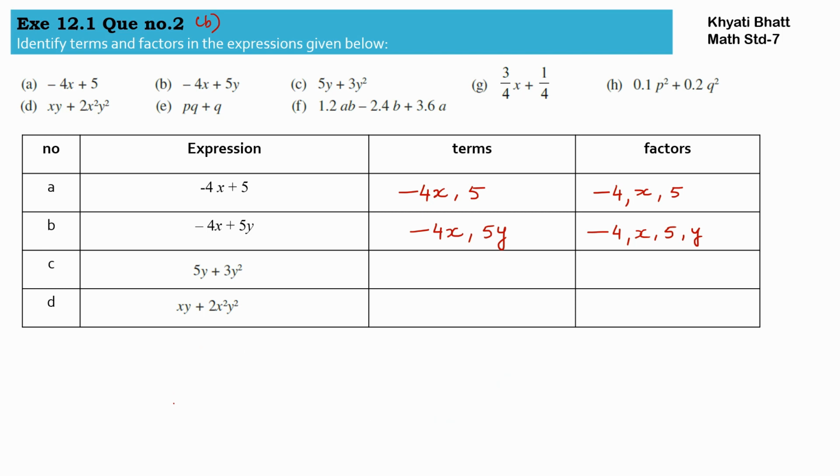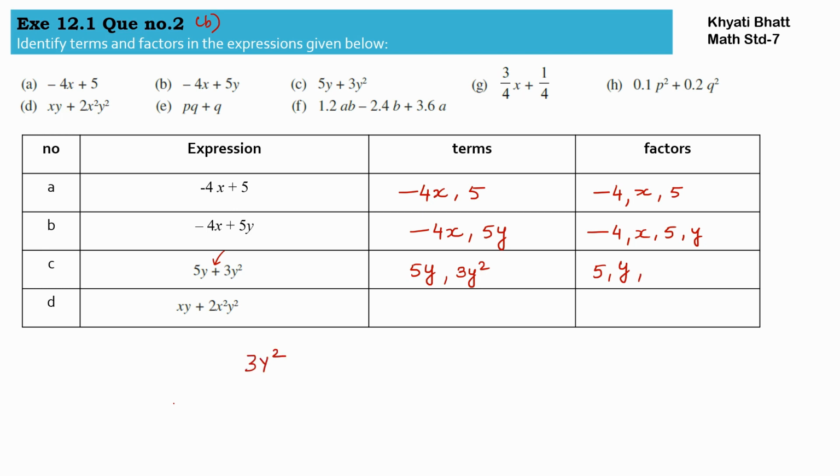Next, 5y plus 3y square. These two terms are combined with the addition sign. So there are two terms, 5y and 3y square. There is no subtraction sign, so we can write both of these terms without a sign. Now 5y: what will be the factors of this? 5 and y. Now comes 3y square.